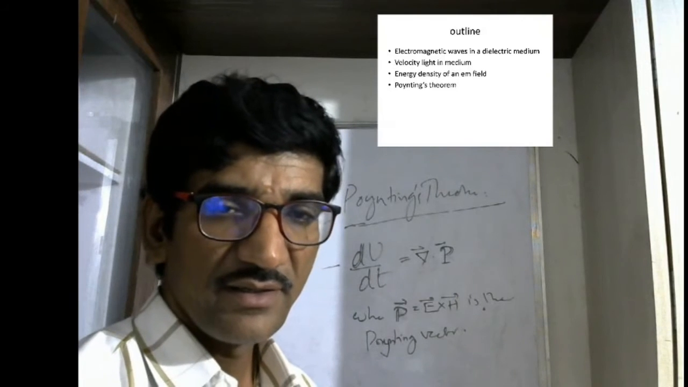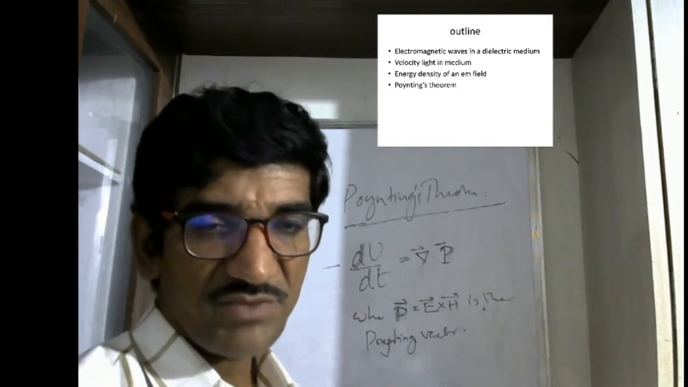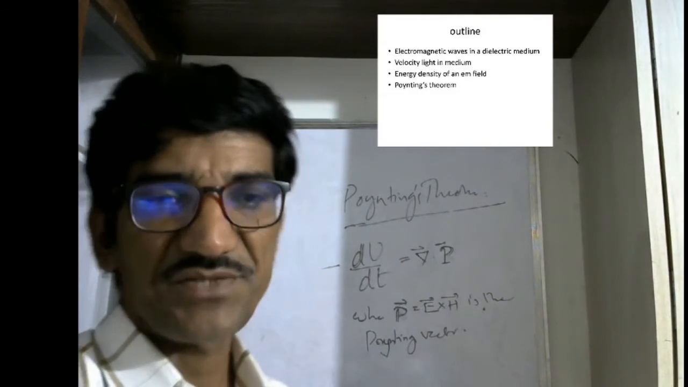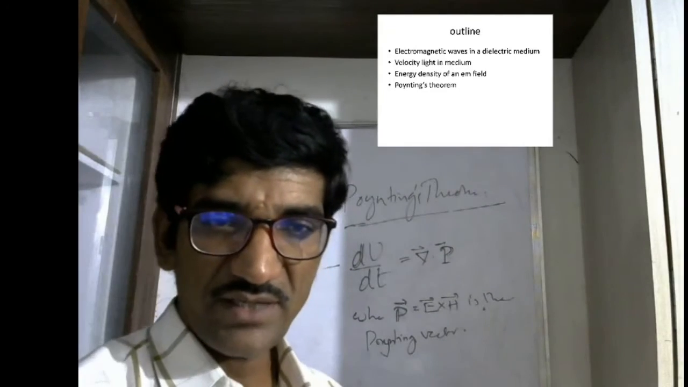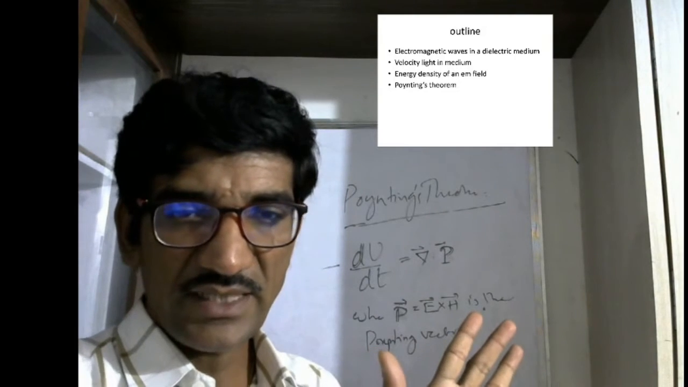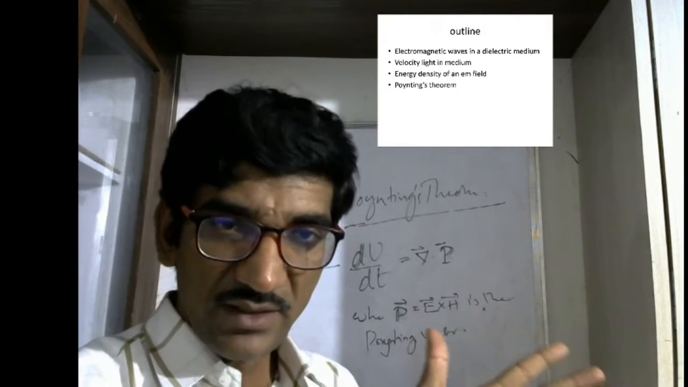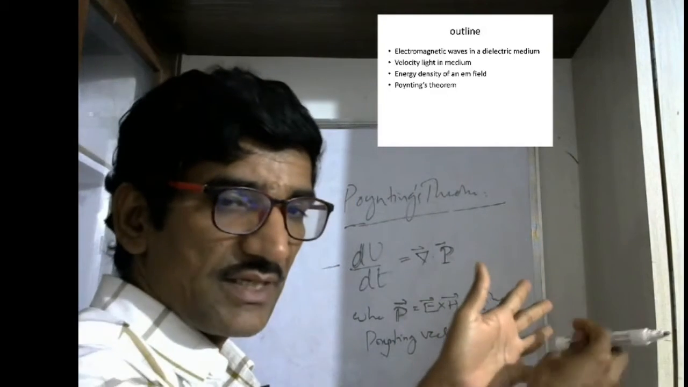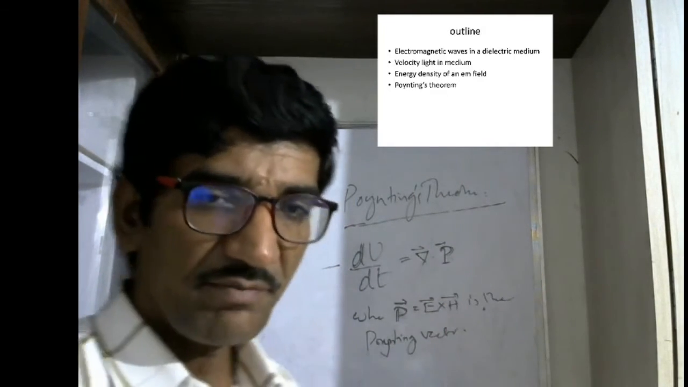And the direction of this Poynting vector is perpendicular to the plane of the E and H vectors. You know E and H, or E and B, are perpendicular. Then it will be again perpendicular to this plane of E and B.